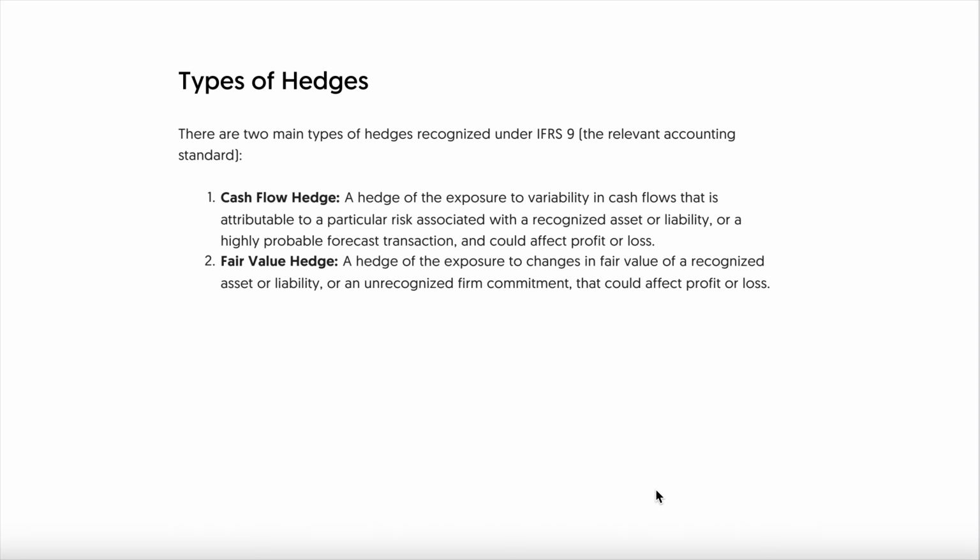Now, you will encounter two types of hedges in the exam, and that also comes under IFRS 9, which is your financial instruments: cash flow hedge and fair value hedge. What is a cash flow hedge? Simple and easy. A cash flow hedge is where you are trying to safeguard your cash flows associated with a particular risk.